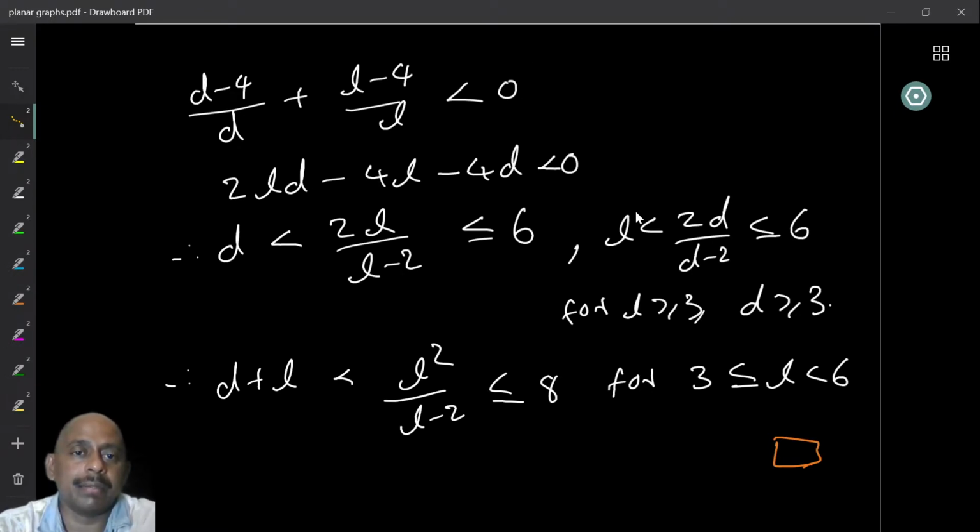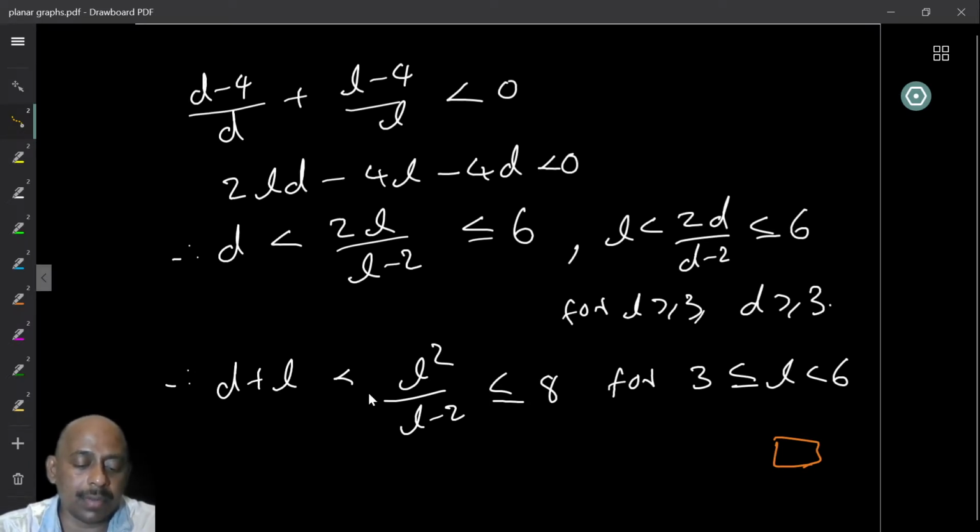So we have d minus 4 by d plus L minus 4 by L is less than 0. Just cross multiplying, we will get 2LD minus 4L minus 4D is less than 0. And this says that D is less than 2L by L minus 2. Now, 2L by L minus 2, when L is at least 3, you will see that it is less than or equal to 6, and similarly L is less than 2D by D minus 2, again from the same equation, which is also less than or equal to 6. So for L greater than or equal to 3 and D greater than or equal to 3, we have these two inequalities.